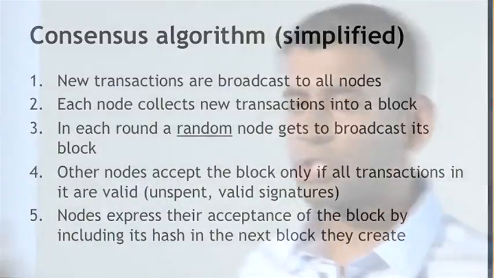Right. So now let's try to understand why this consensus algorithm works. And the way I like to understand this is, instead of asking why this works, let's ask, how can a malicious adversary try to subvert this process? So let's look at that for a second.